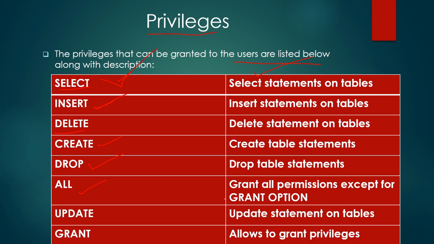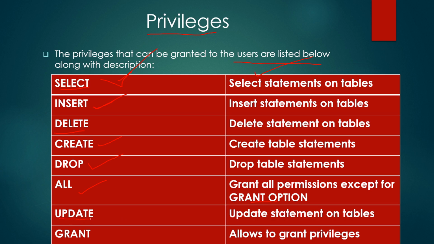All privileges means you grant all permissions except for grant option. Now if you specify the privilege as all, all these privileges will be granted to the user except for grant option. The one who has the grant option can only grant privileges to others. So if you use all, you are granting all permissions to the user except for grant option.